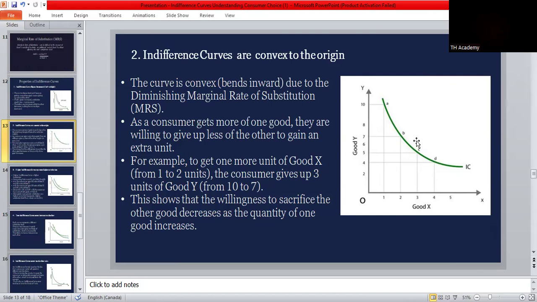Look at the diagram. Moving from 1 unit to 2 units of good X, the consumer gives up 3 units of good Y, from 10 to 7. This shows the willingness to sacrifice the other good keeps decreasing, which makes the curve bend inward smoothly.